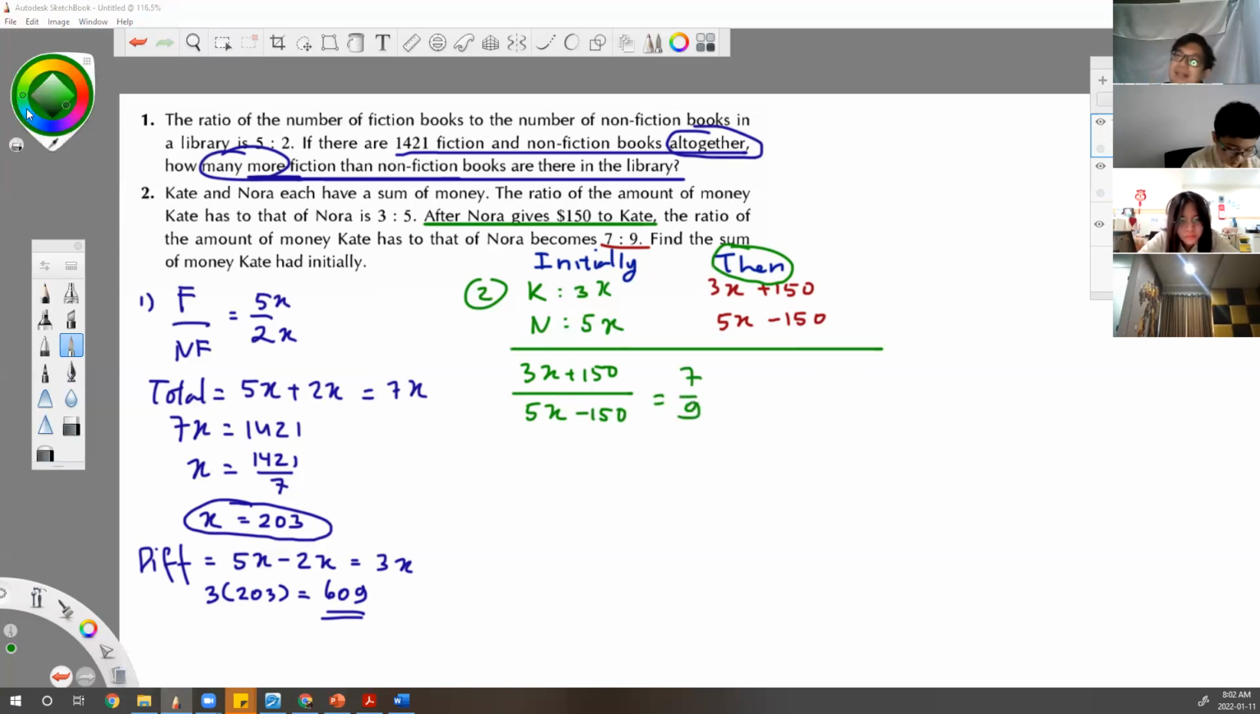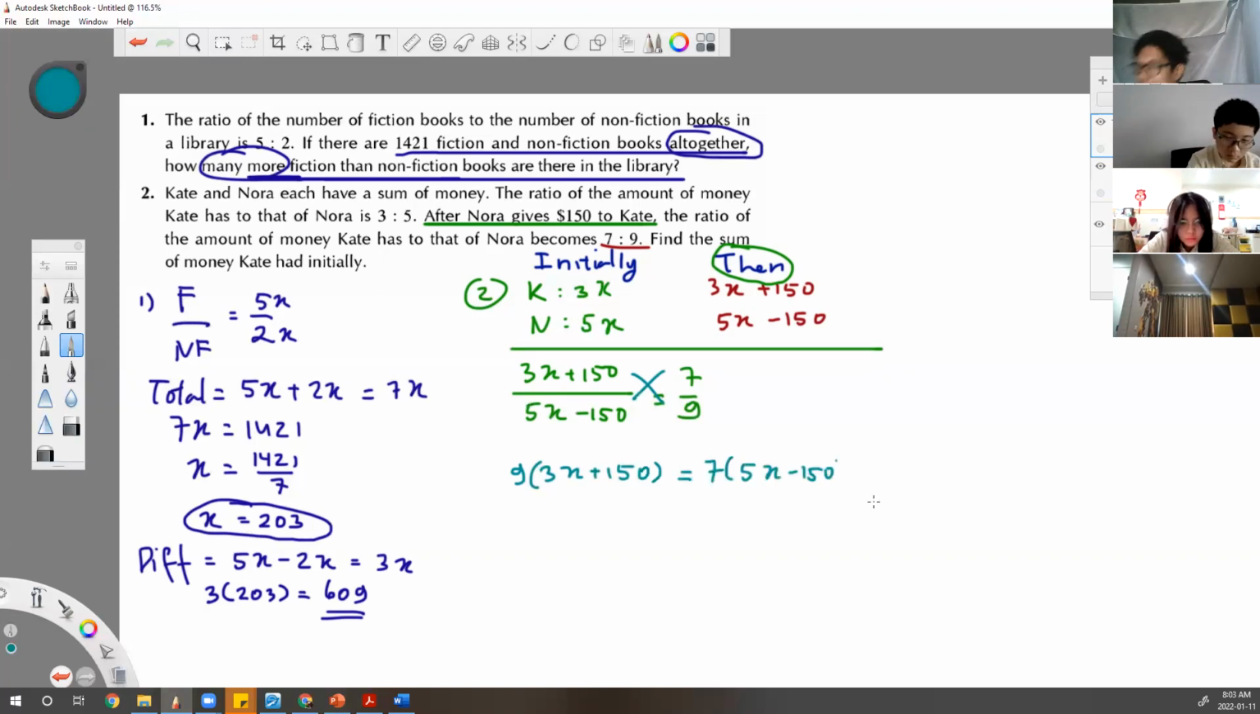The hard part is to do the cross multiplication. This is the complicated part. So 9 bracket, 9 times everything. I'll speak slowly now, because this is getting difficult. 7 times 5x minus 150, right? And then you try to do the cross multiplication as usual.